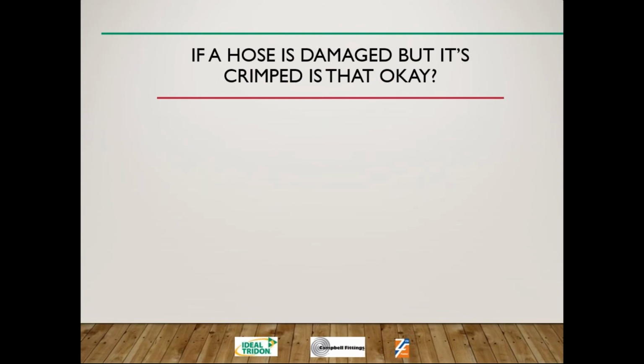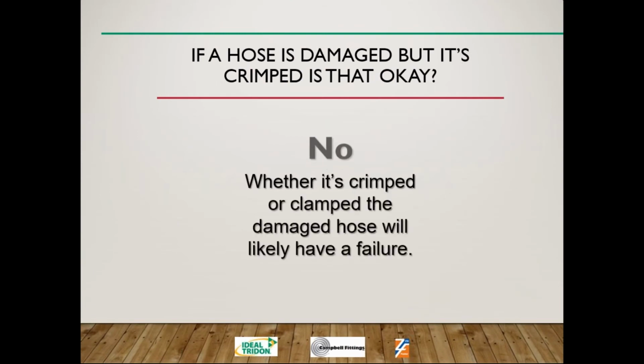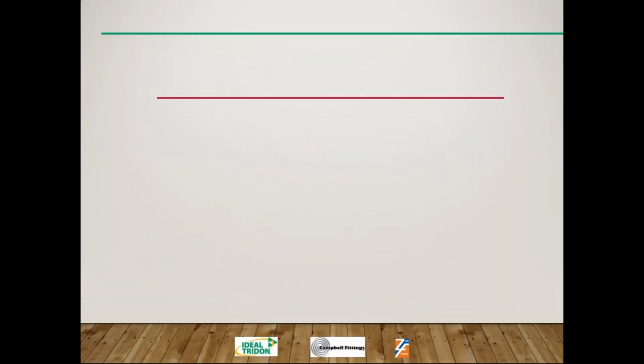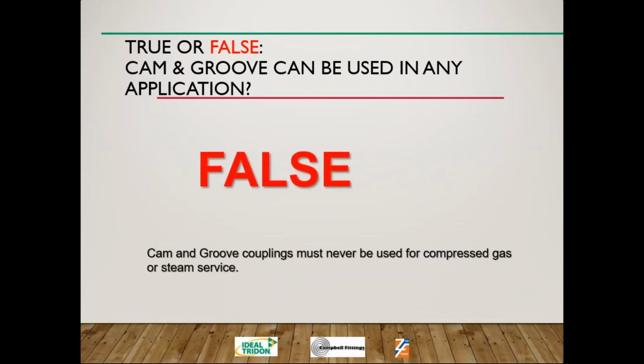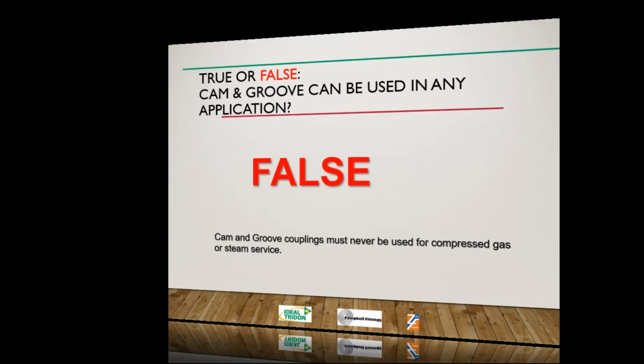If a hose is damaged, but it's crimped, is that okay? And the answer is no. Whether it's crimped or clamped, the damaged hose will likely have a failure sooner than later. True or false, cam and groove can be used in any application. That's false. Cam and groove couplings must never be used for compressed gas or steam service.